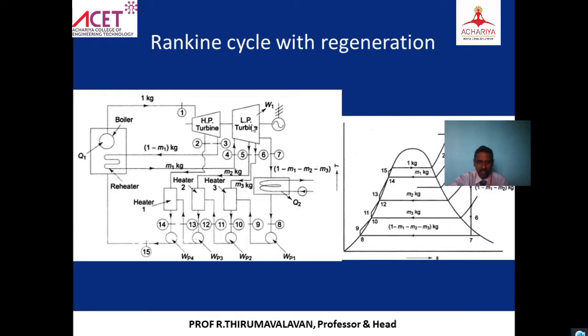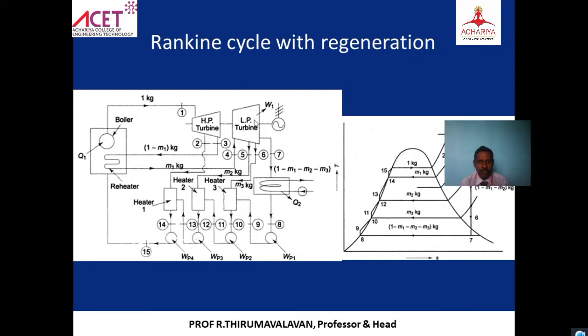If you see this one, I am not going with just one trapping. I can go for multiple trapping places. At multiple points we are trapping the steam out for performing the work. So if you see this, steam is coming out from the boiler at point number 1. As usual, there is the pump energy, and from the pump the water goes to the boiler.